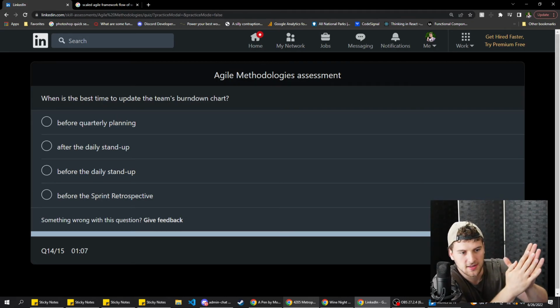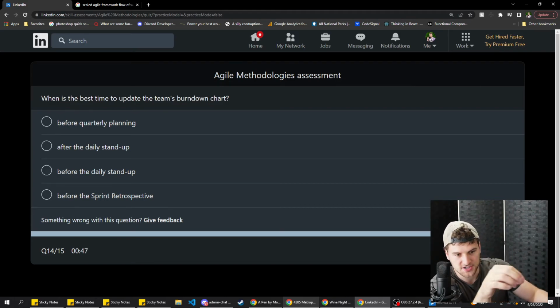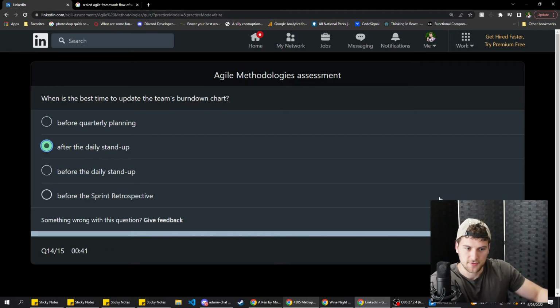Before quarterly planning, that sounds way too infrequent because you want to know it during the sprint. Before the retro, that happens once a sprint usually, so that is also not it. After the daily stand-up, before the daily stand-up, probably after the daily stand-up, right? Because you get everybody's update and then you're like, all right, cool. So this task is done now, this task is ready for review or ready for progress. So we're going with after the daily stand-up because that feels like the right answer.